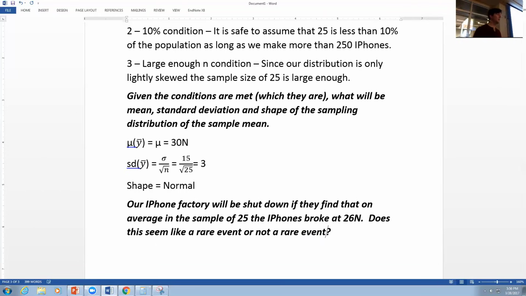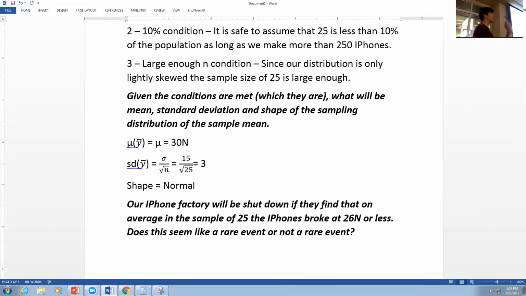So they're going to take 25 iPhones, put them through the stress test, and if on average these iPhones broke at 26 or less, our factory's getting shut down. If they break at 1, that's really bad. Is 26 newtons a lot of force? I don't know, that could be like a freight train hitting a wall for all I know, or it could be like a hammer hitting a nail.